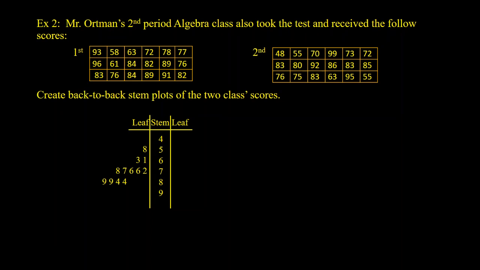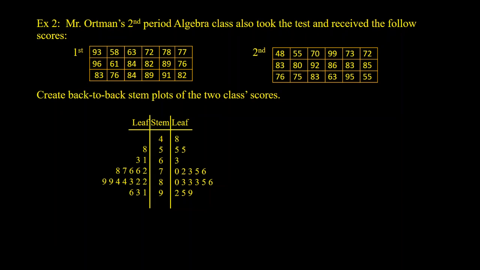For second period, I'm going to do the same thing now. I'm going to put down all the leaves. For the 40s, I have that 48, so I'm going to have an 8. In the 50s, I have 2 55s, so I'm just going to have a 5 and a 5, again, evenly spaced, and so on. And so there's our back-to-back stem and leaf plot.